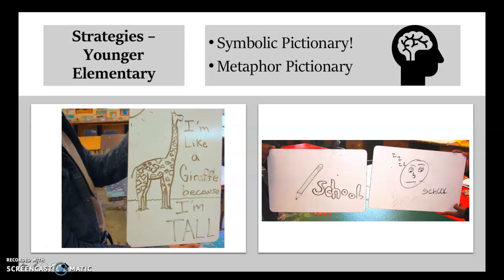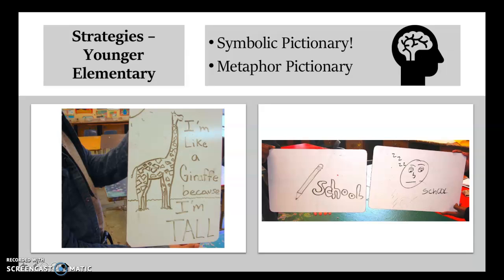So some strategies that I would implement into my future classroom for the younger elementary is a little activity called Symbolic Pictionary. So as the picture on the right, you would give students a word. So in the picture, they use the word school. Students would then draw a symbol that they think school means to them. So every single student's going to have a different drawing, and that's what the symbol means to them. So you would say, okay, the word is school, and then they would draw what school means to them.